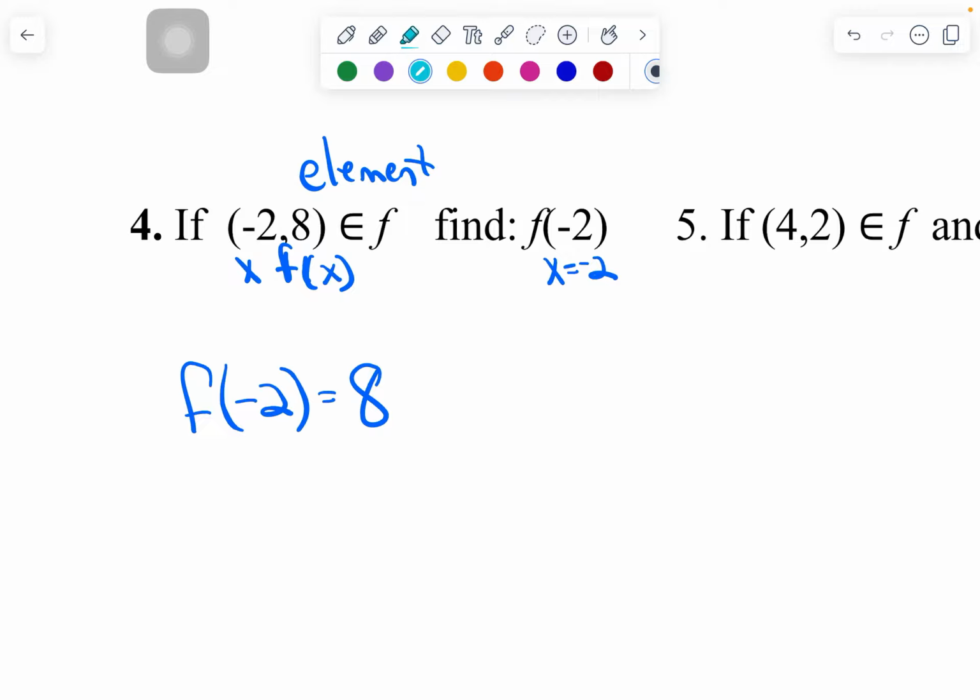And you can either box up the whole thing or simply box up the number 8. I don't care which. But problem number 4 is now done. All right, there's nothing else we've got to do there.